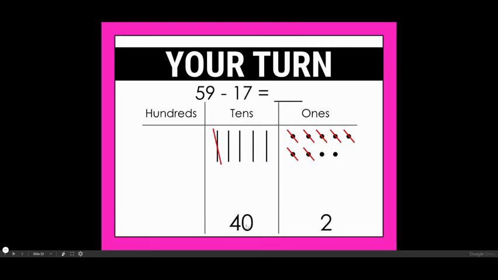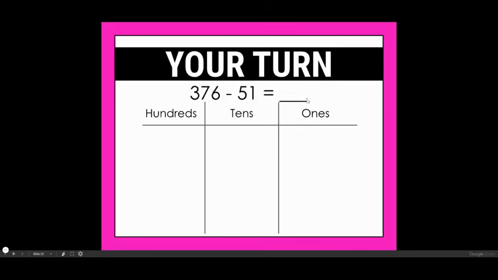So I have 2 ones and 4 tens. That is 42. Great job. Let's do one more. So on your paper, go ahead and build another hundreds, tens, and ones chart.